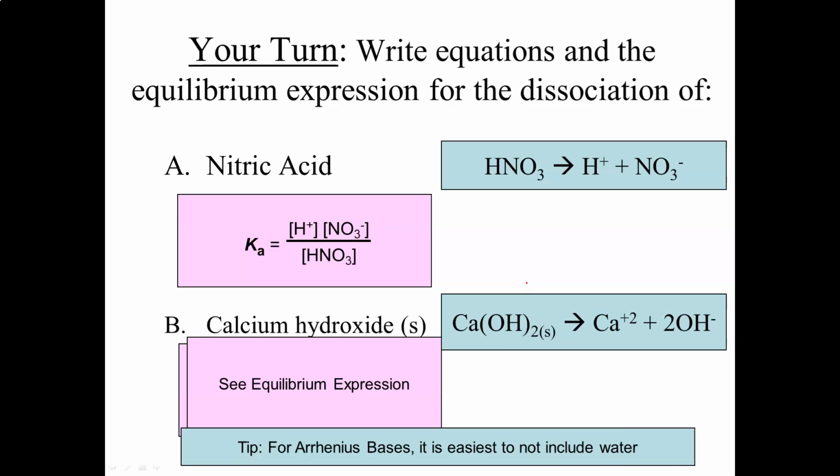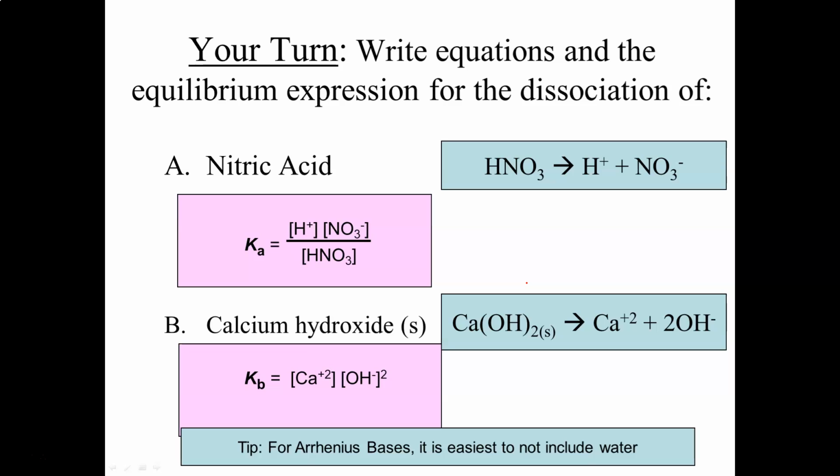Calcium hydroxide, though, is a solid. Look at your dissociation equation there. This goes back to what we did in Unit 3 as well. This looks like a Ksp problem, basically. And your equilibrium expression is going to look like this. Kb equals calcium ion times hydroxide ion squared.